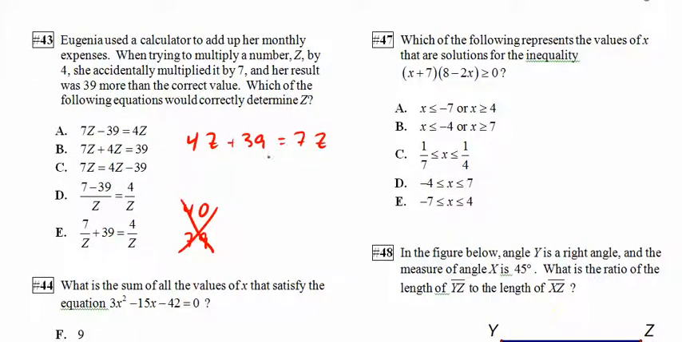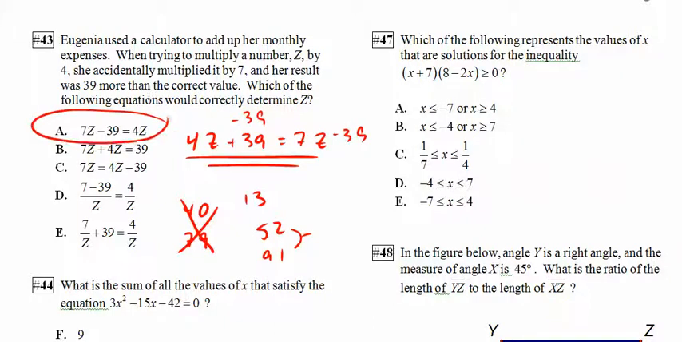Matter of fact, this equation can be used to determine Z. Z would be 13. So she multiplies by 4, she gets 52, as she's supposed to. Instead, she multiplies by 7, and she gets 91. And is that 39 more? It is. So it looks like I got it right here. And then we look at it and say, manipulate this a little bit. Minus 39, minus 39. Oh yeah, there it is.